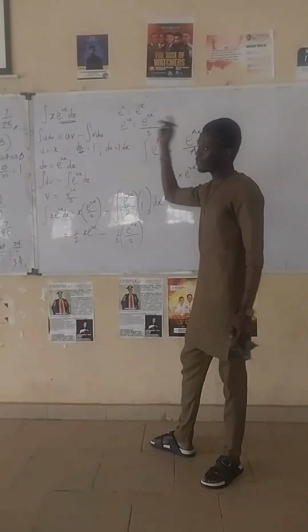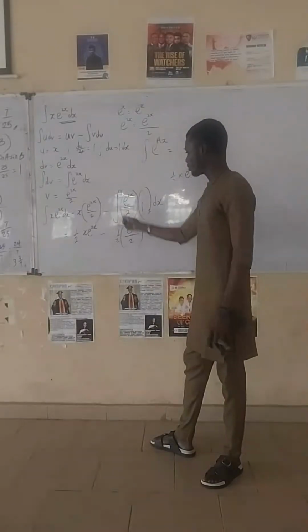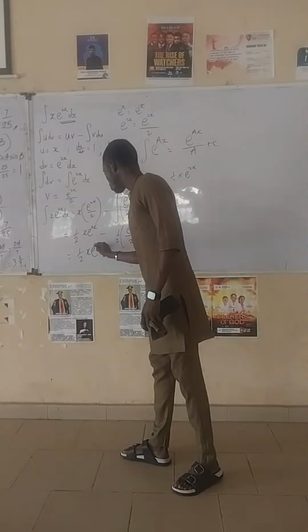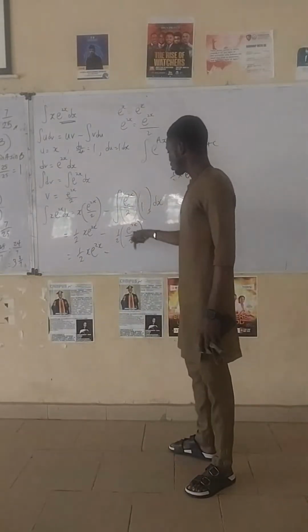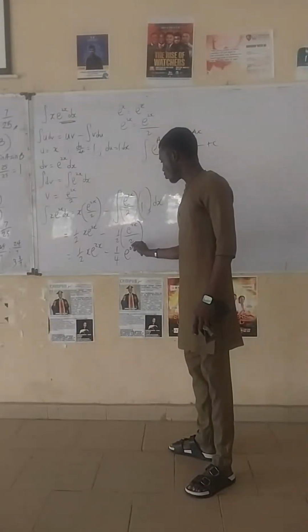So this is important. From here, this will multiply and we continue. So we have 1 over 2 x exponential 2x minus 1 over 4 exponential 2x, right?